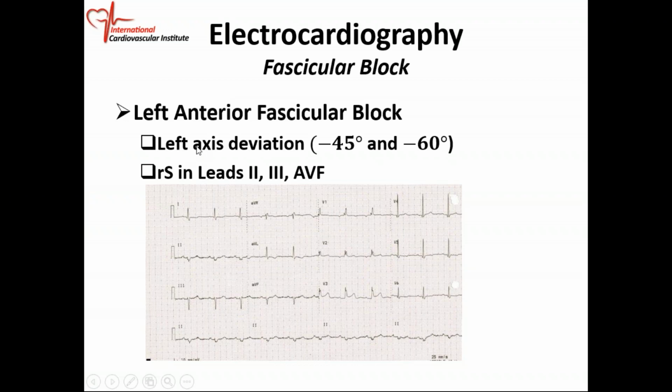Again, if you have extreme left axis, that is left axis deviation more than minus 30, usually more than minus 45, then that will clinch the diagnosis of left anterior fascicular block. And you usually have tiny R waves in leads 2, lead 3, and AVF. All right. Let me just draw it because you guys don't believe me when I say you need to walk around with these things. I mean, you need to be revising your.